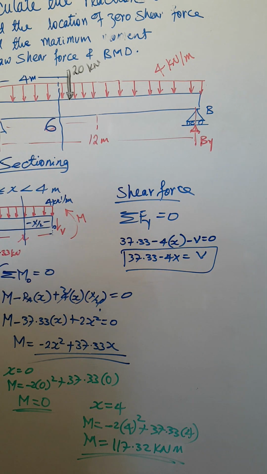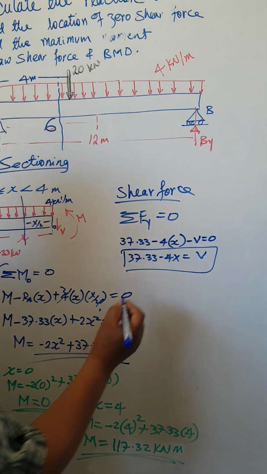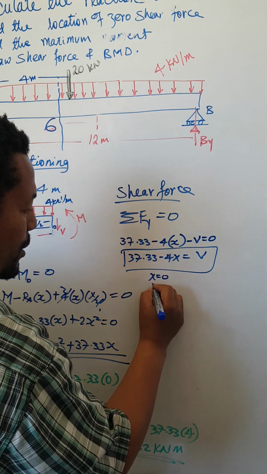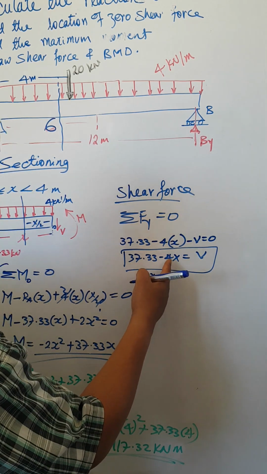Okay, what will the shear force be now? When x is equal to 0, v is equal to, when this is 0, what will it be?